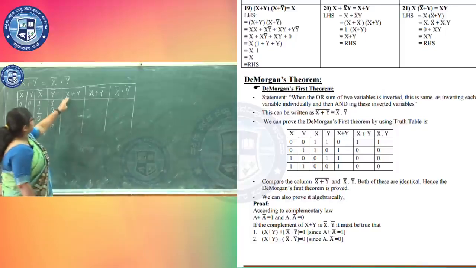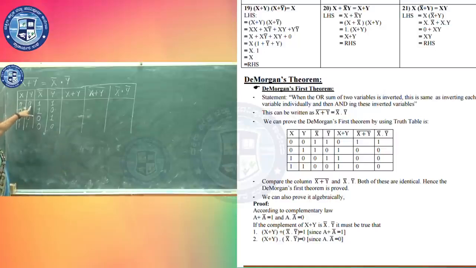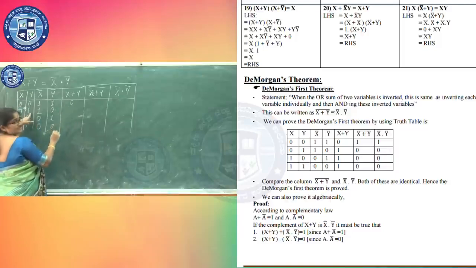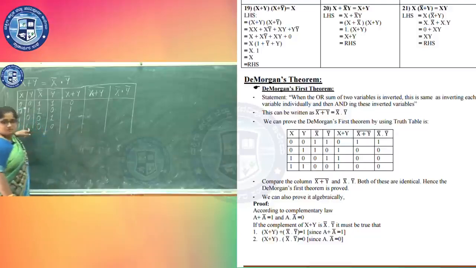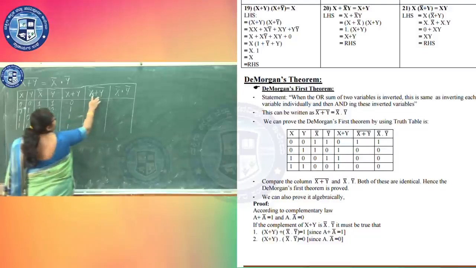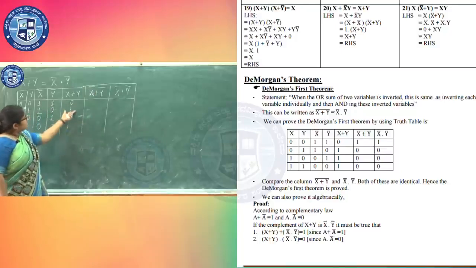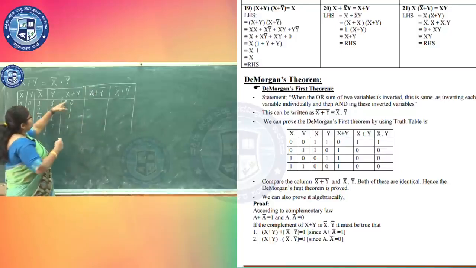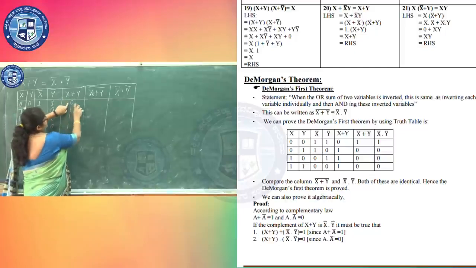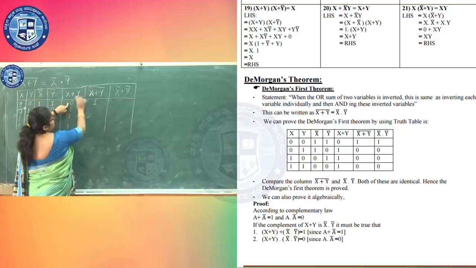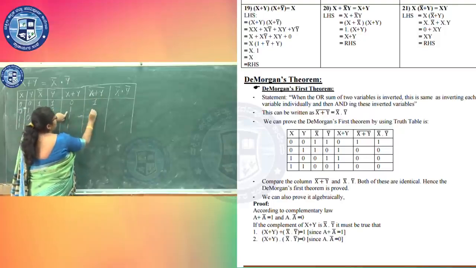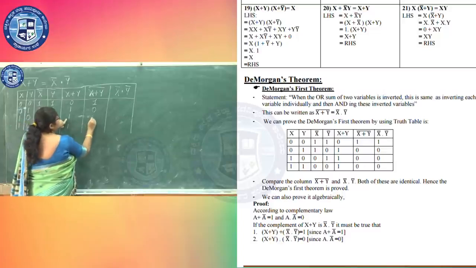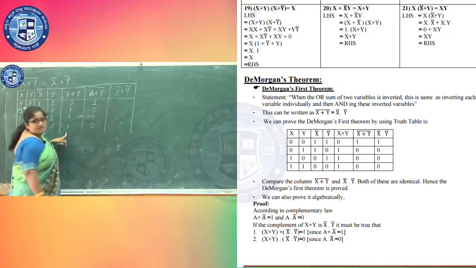Now, x plus y. 0 plus 0 is 0. 0 plus 1 is 1. 1 plus 0 is 1. 1 plus 1 is nothing but 1 again. Next, x plus y whole dash. It means this value's complement, the complement of x plus y. So 1, 0, because it is the complement of this term only. 1 becomes 0, 1 becomes 0, 1 and it becomes 0.